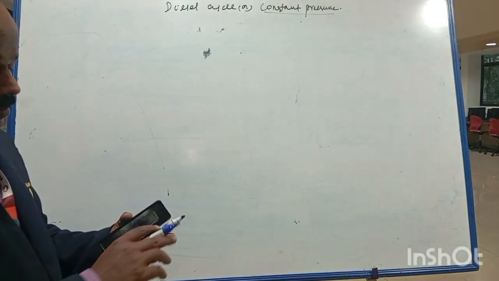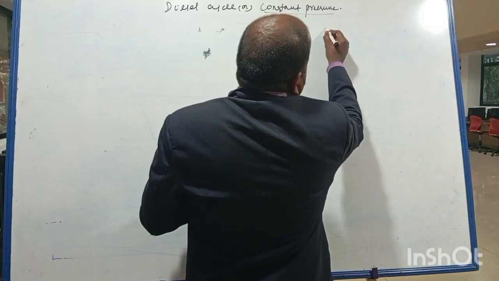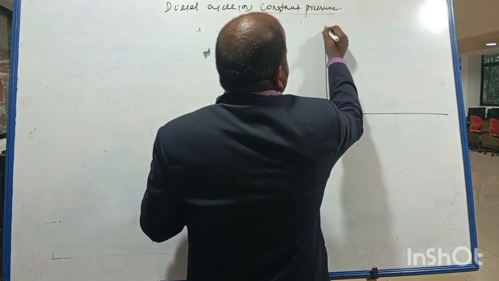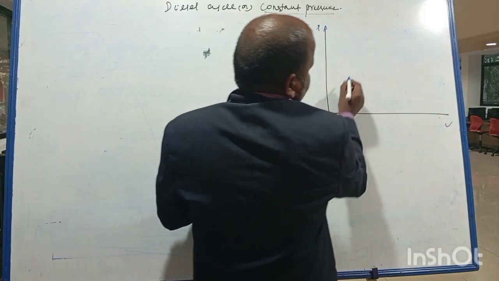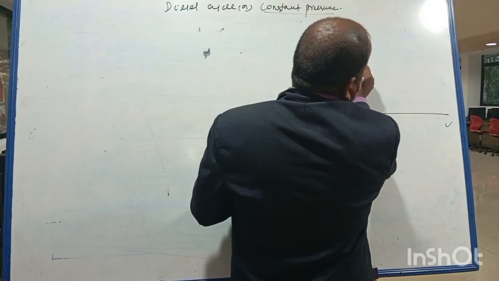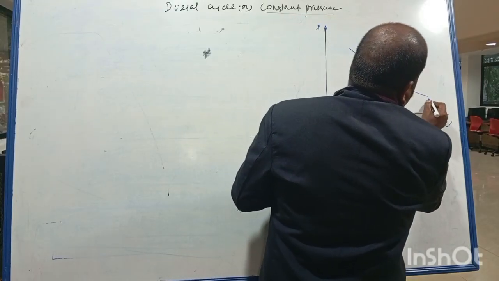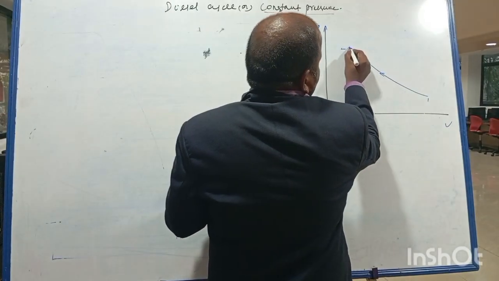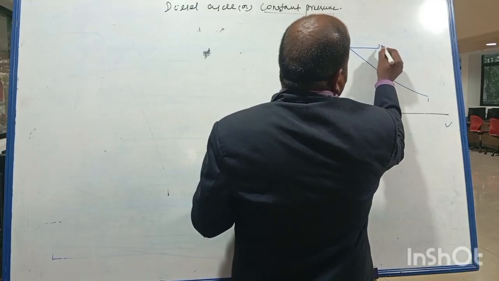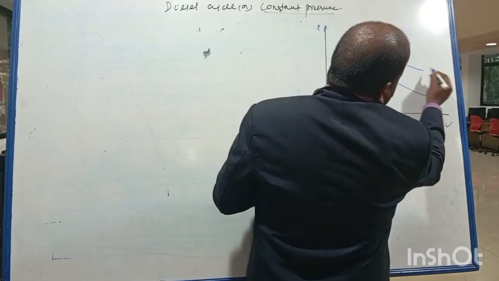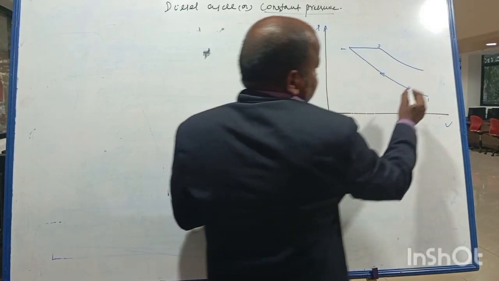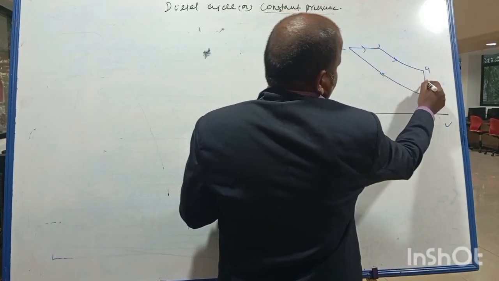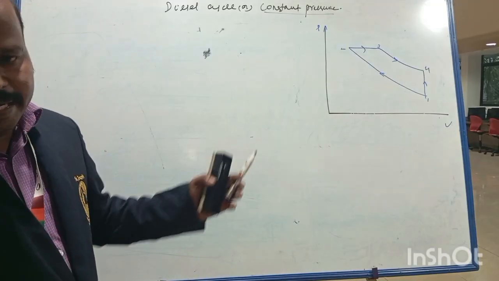So let me explain how the PV diagram comes. Pressure, volume. Similarly, 1 to 2 is adiabatic compression, 2 to 3 is constant pressure heat addition, 3 to 4 is adiabatic expansion, and 4 to 1 is constant volume heat rejection. This is the PV diagram for the diesel cycle.